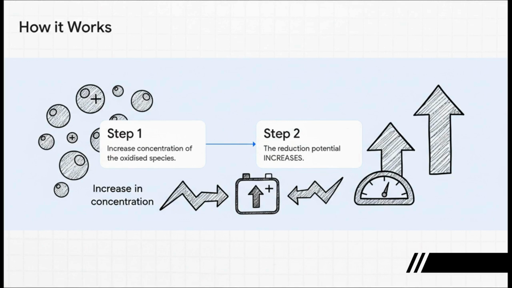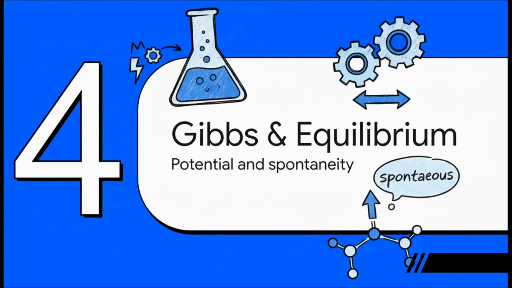Well, it's a pretty direct relationship. If you increase the concentration of the thing that wants to gain electrons, that's the oxidized species, you increase the chemical push for the reaction to go forward. It's kind of like Le Chatelier's principle. You're adding more on one side, so the system tries to balance it out, which in this case means the reduction potential goes up.